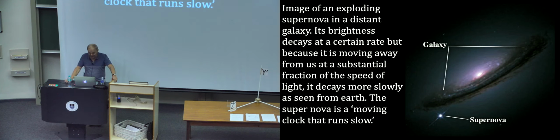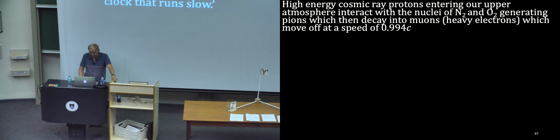It's in a distant galaxy, and its brightness decays at a certain rate, but because it is moving away from us at a substantial fraction of the speed of light, it decays more slowly as seen from Earth. And effectively, the supernova is a moving clock that is running slow. It's very useful because it gives us time to examine these things. That supernova's clock is running slow, so we've got lots of time to examine it. And that's purely because it's moving away from us at a substantial percentage of the speed of light.